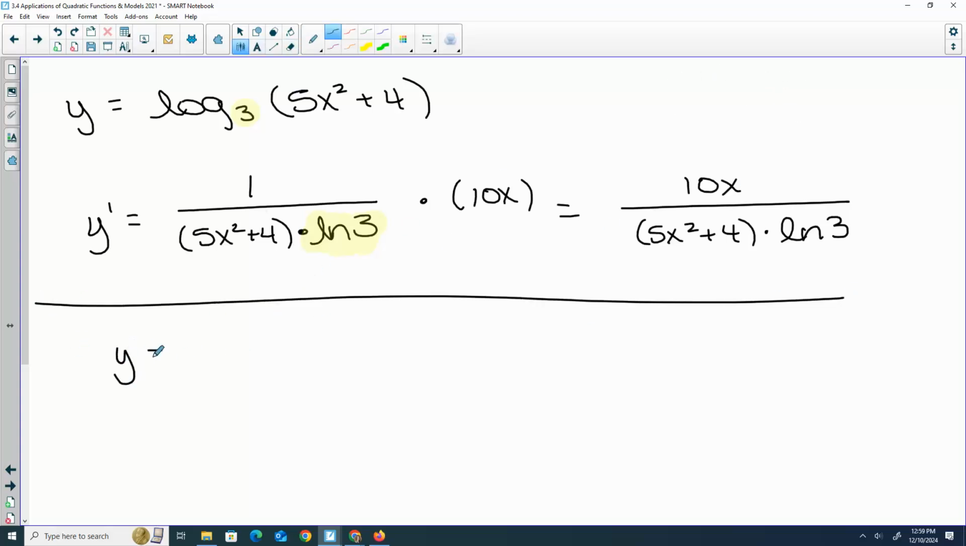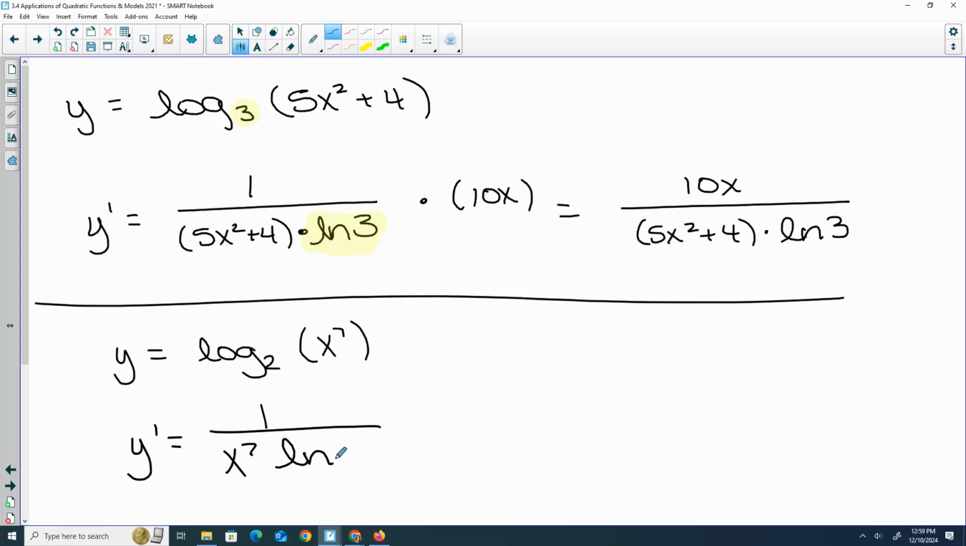So if I said like y equals log base 2 of x to the 7th, then what would my derivative be? 1 over x to the 7th times ln 2 times 7x^6. And then you could reduce.